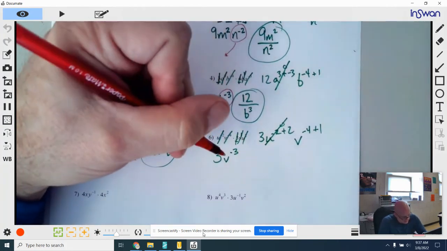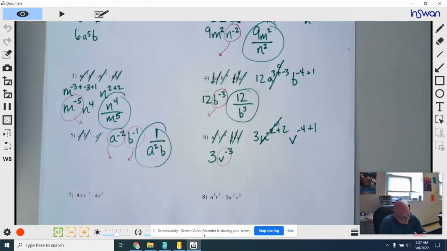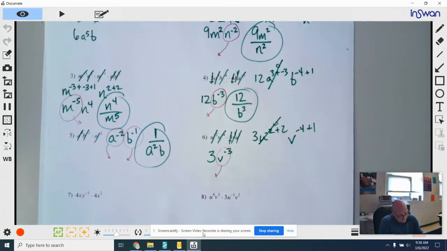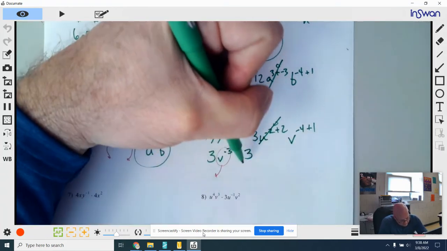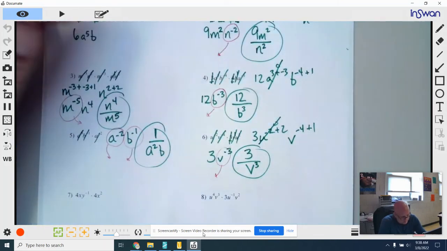All right, again, let's go ahead and circle whatever has a negative exponent. That piece is going to come underneath. The 3 remains up top. The v goes to the bottom, and that exponent turns positive. So we have 3 over v cubed.